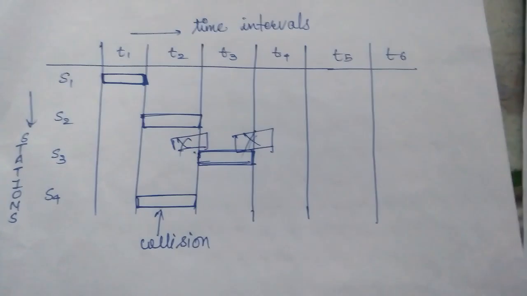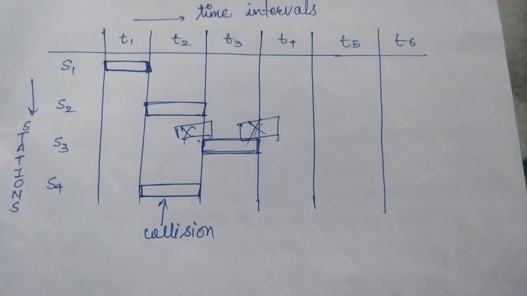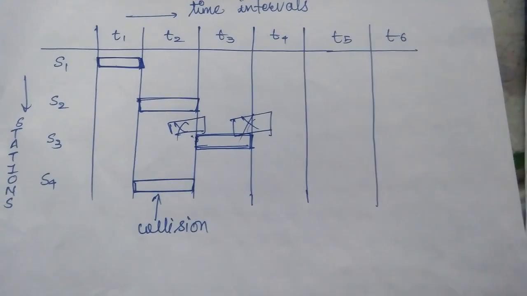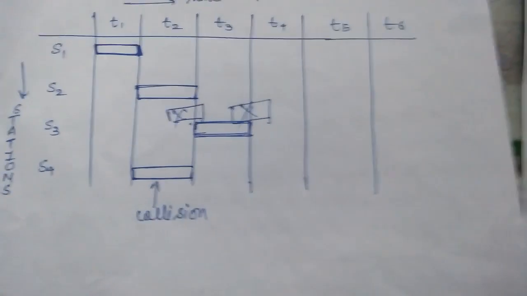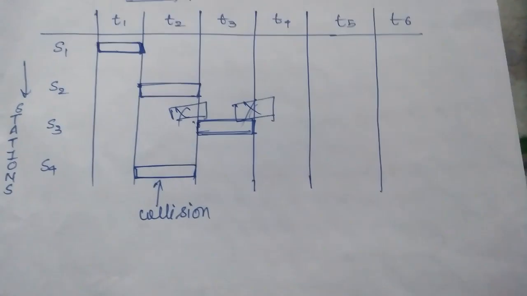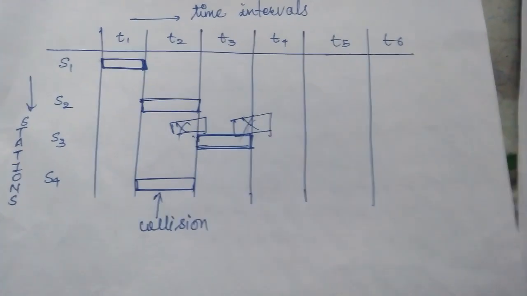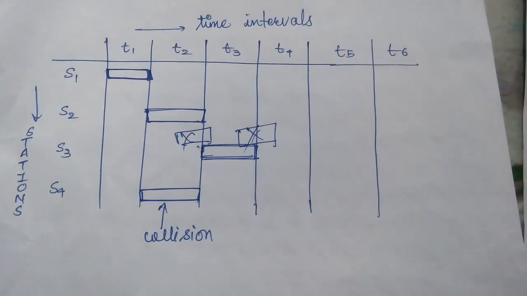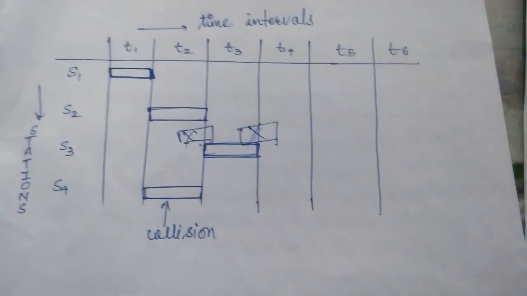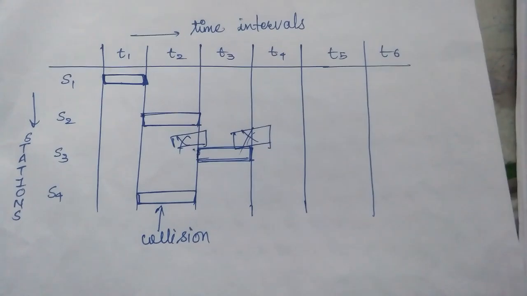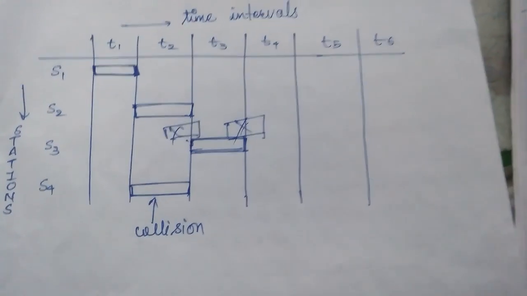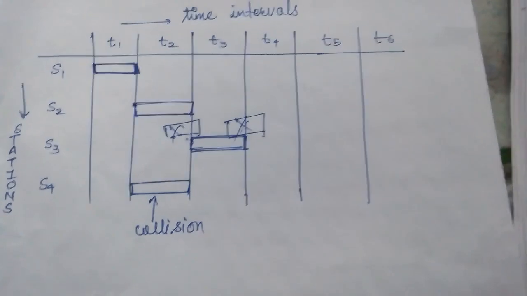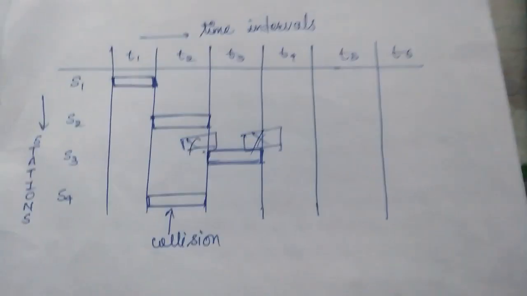Even in slotted ALOHA, collision can occur. If two stations send frames at the same time in the same time interval, it leads to collision. Here you can see station S4 sent a frame in time interval T2, but station S2 is also sending a frame in time interval T2. So two stations are sending frames in the same time interval, and this leads to collision.